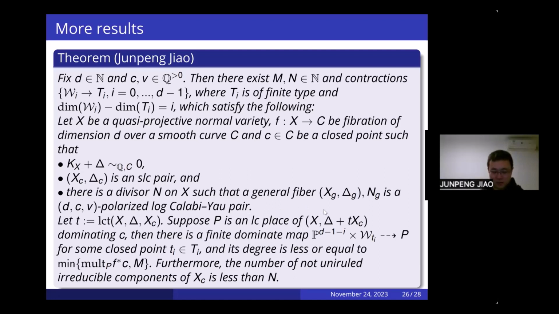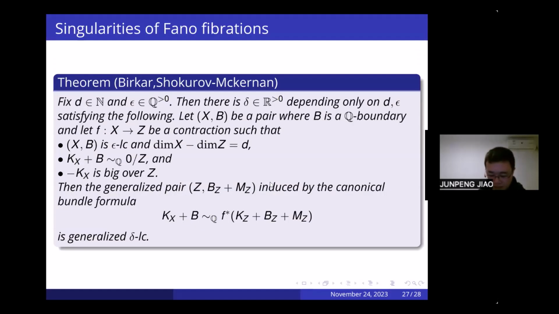Next, I want to talk about why I consider this theorem. This is because I want to study the singularity of Fano fibrations. I want to control the multiplicity of the central fiber. But in some sense, I failed. Even if I can prove the birational boundedness of the central fiber, I cannot get the boundedness of the multiplicity. And the boundedness of the multiplicity is closely related to the following theorem.